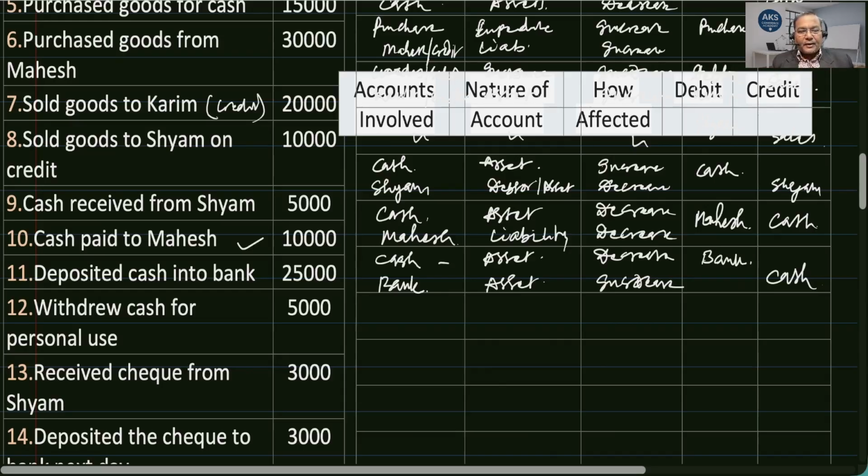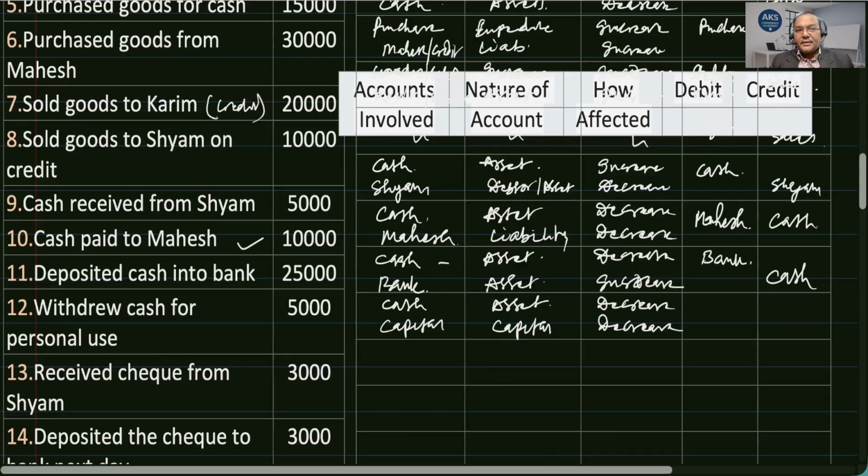Now, withdrew cash for personal use. This is a different type of transaction. Personal use is nothing but drawing. The accounts involved are cash, and second, as per modern classification, we treat it as capital. Cash is an asset and capital is a category by itself. How are they affected? Asset cash is decreasing, and there is a decrease in capital.